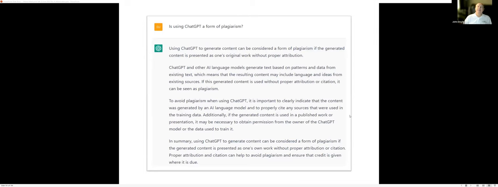Is using ChatGPT a form of plagiarism? I asked ChatGPT that because that's an issue that comes up in scientific reports. Using ChatGPT to generate content can be considered a form of plagiarism if the generated content is presented as one's original work without prior attribution. More commonly, people would use ChatGPT to get ideas and to make sure that certain things identified with ChatGPT that they hadn't thought of are included in their discussion. So here is a discussion that ChatGPT offered.